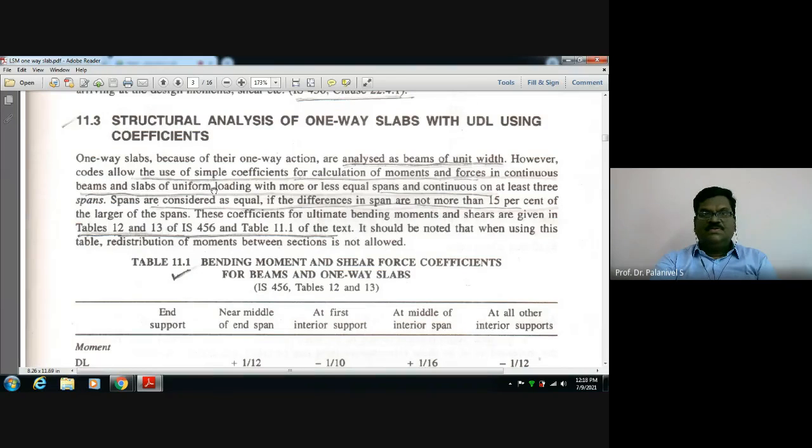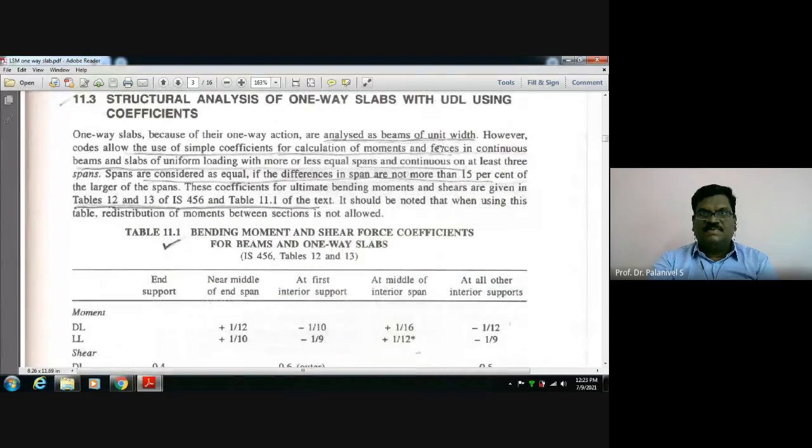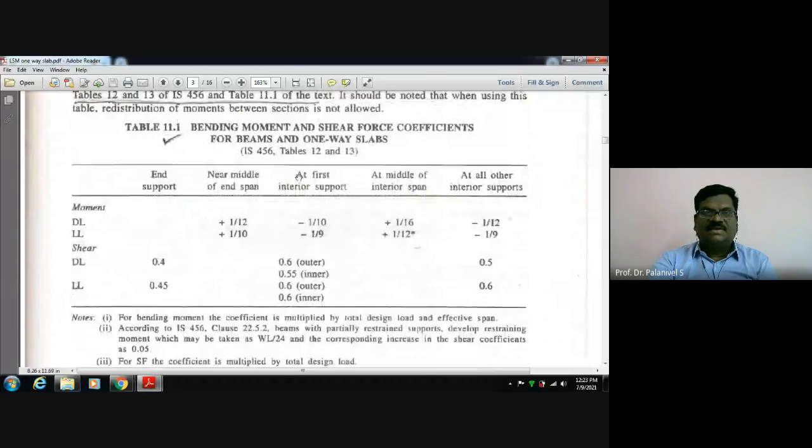However, the code allows the use of simple coefficients for calculation of moments and forces. Instead of computing, you can straight away take the bending moment and shear force coefficients from the IS code. You can make use of Tables 12 and 13 of IS 456, where bending moment and shear force coefficients for beams and one-way slabs are given.